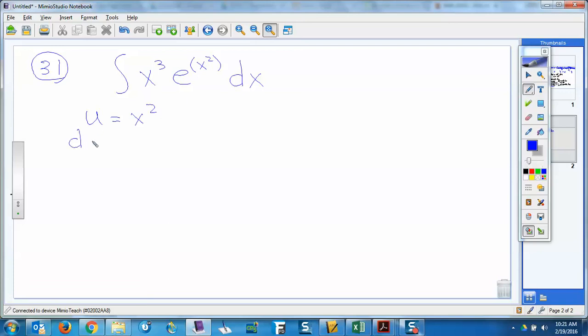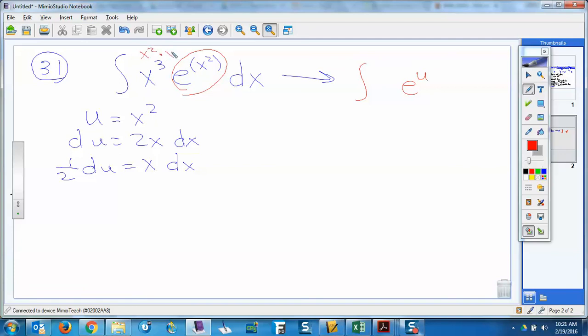So U equals x squared, so du would be 2x dx. I don't see a 2 in here that I need, so I'm going to move that over. So you get 1/2 du equals x dx. So now I'm going to sub that into a new integral, and so this part would be what? E to the u. Now x cubed, we've done this before. X cubed is x squared times x, right? So this x and this dx would be 1/2 du. So there's a 1/2, put the du over here. Now what's left? I've got an x squared left, which is u. So I put that there.